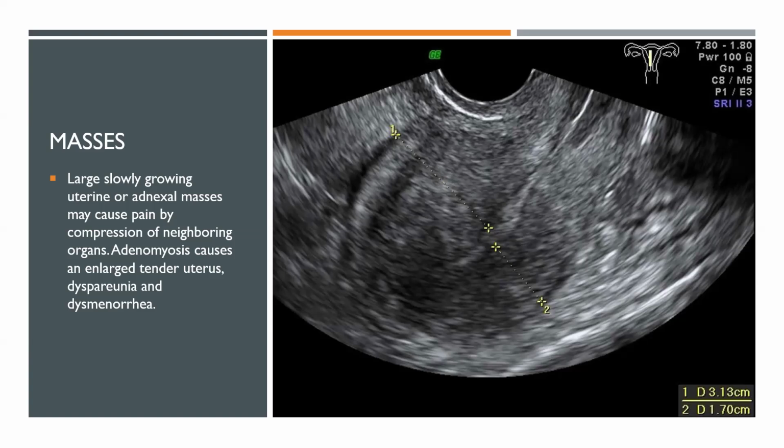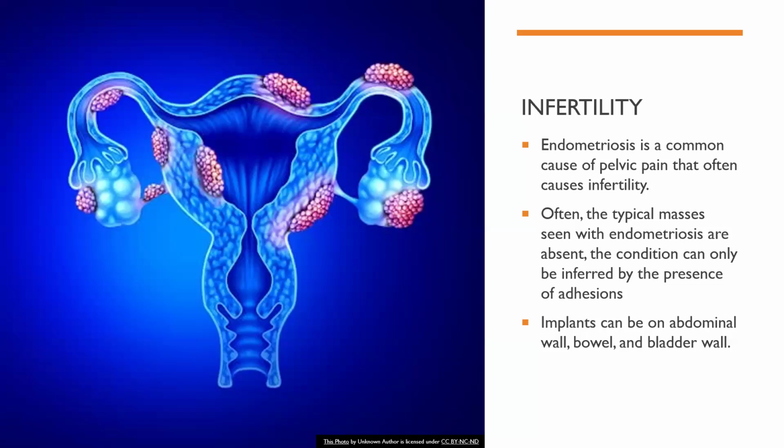And sometimes with adenomyosis, it almost looks like a mass, but you can't distinguish exactly that it is a mass. It just is indistinguishable with the rest of the tissue around it, and that's another sign. These patients are going to have heavy bleeding, heavy periods, enlarged tender uterus, painful sex, and painful periods.